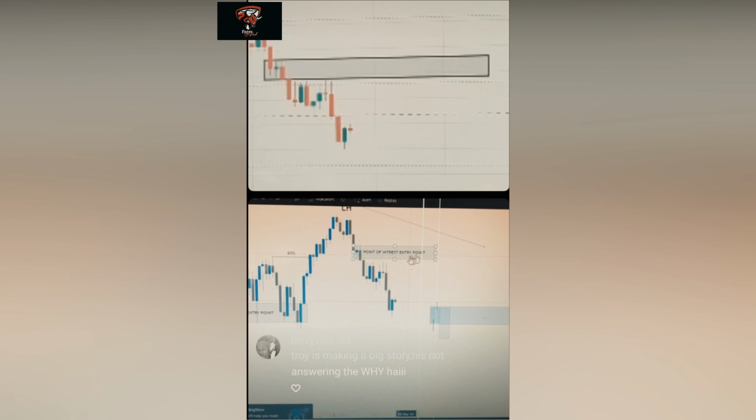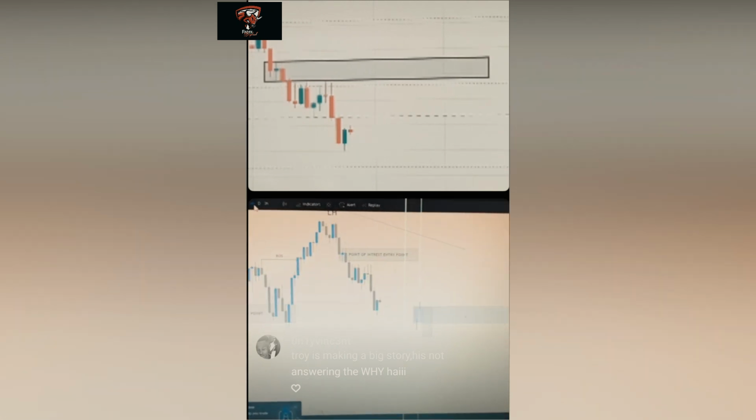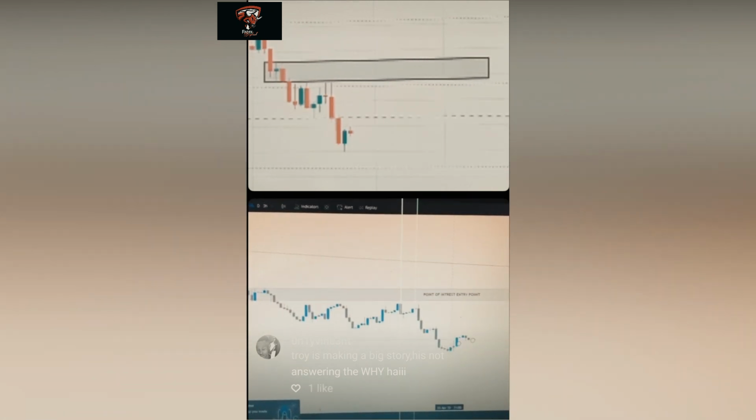If it doesn't come straight to this point of interest, which means I'm not gonna take any trade. I'm gonna be safe there. I'm not gonna sell the market at the price.